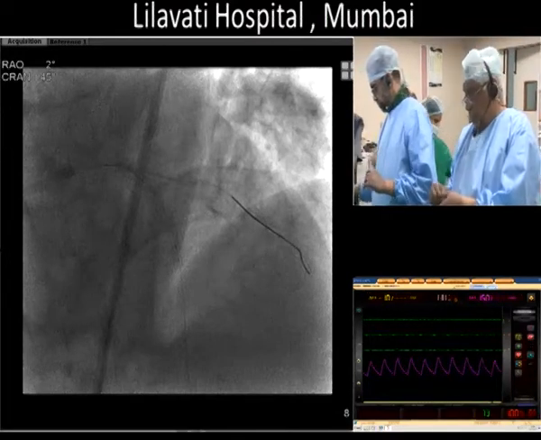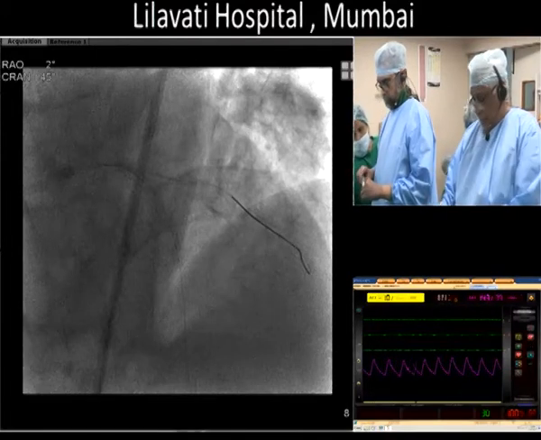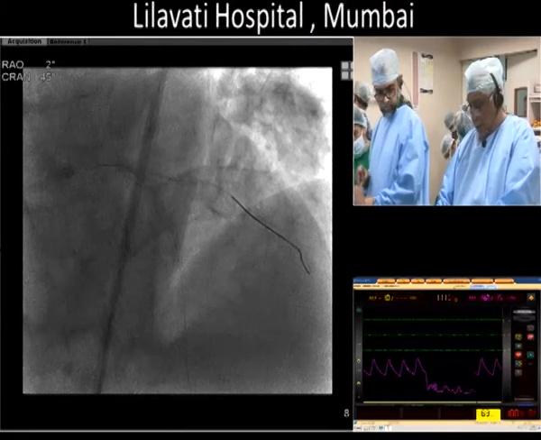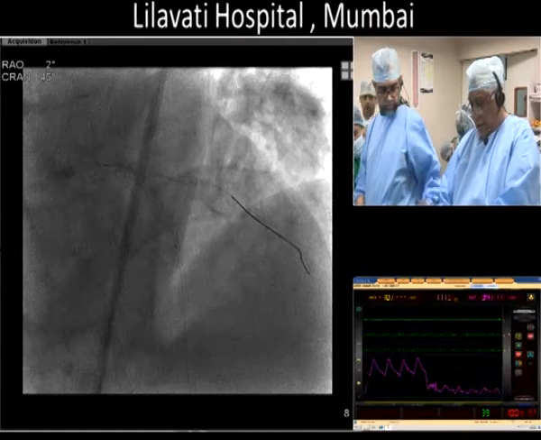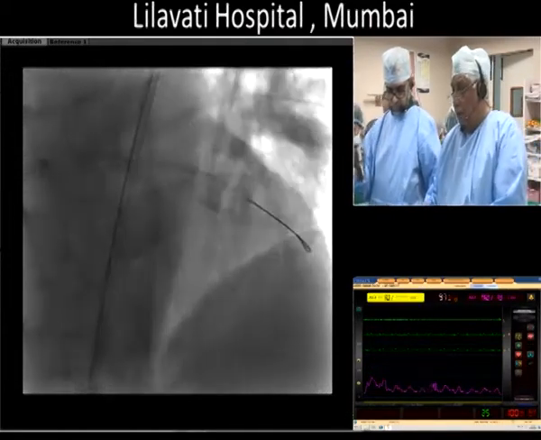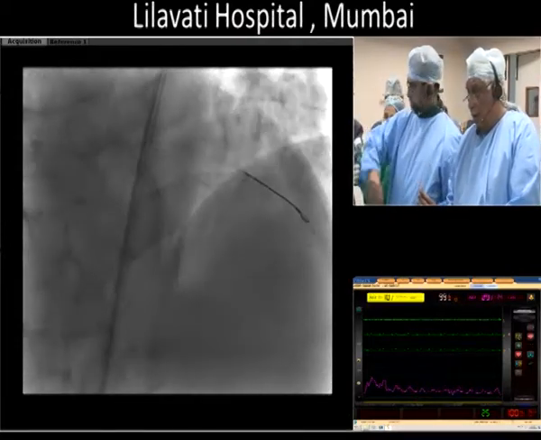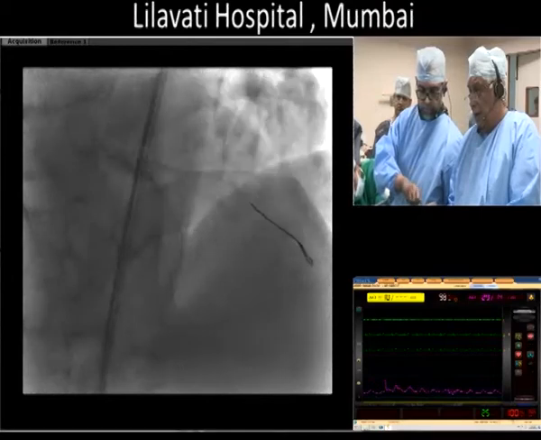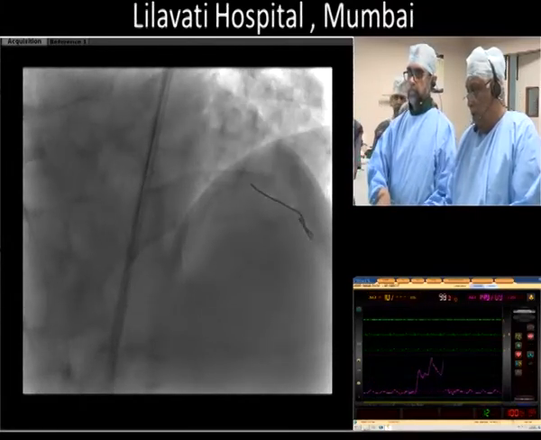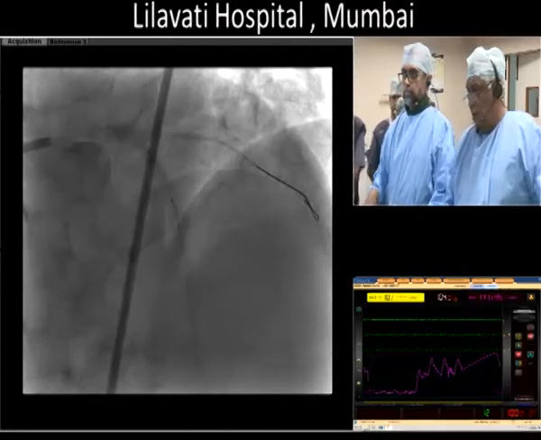So the question here, Dr. Mathew, is will you finish with a kissing balloon inflation or not? If I had used an IVUS, I would have decided easily. But here, my priority moves towards the LAD. So I would post-dilate the LAD properly, and that would be my priority. Okay.